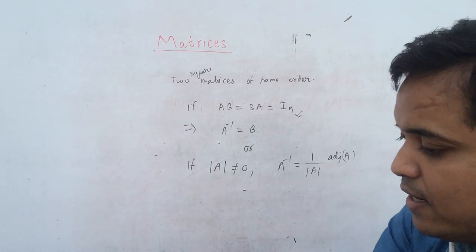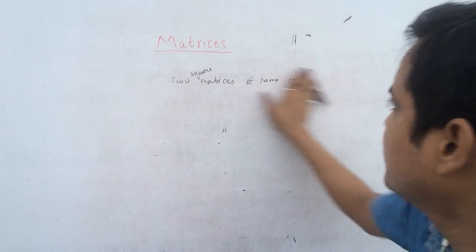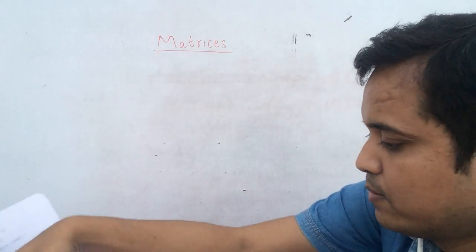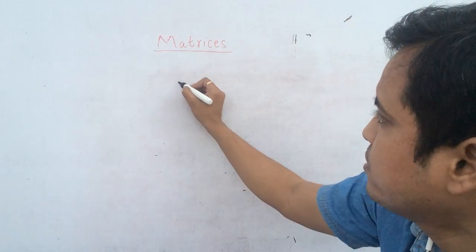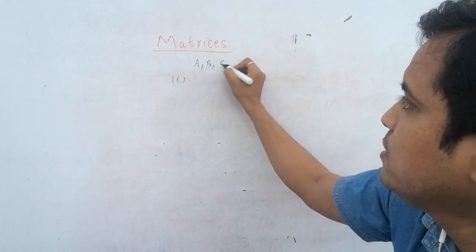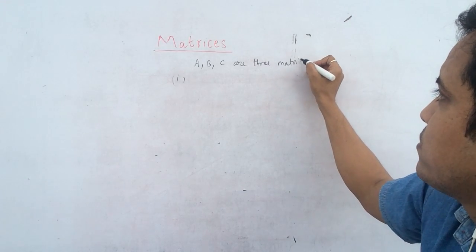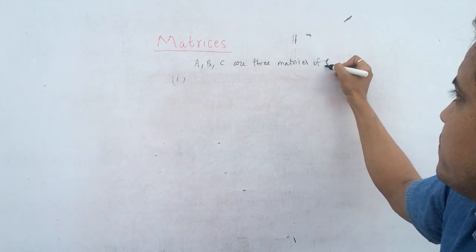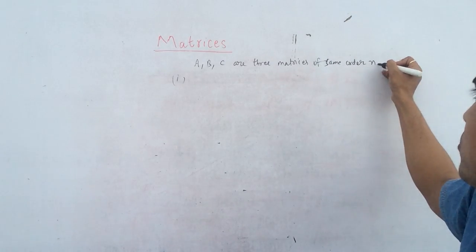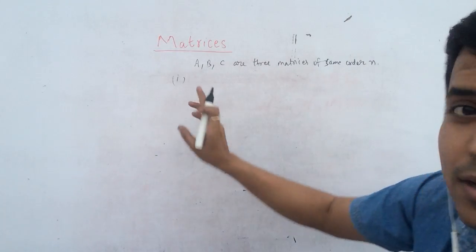Now there are also the properties of inverse. So here the properties are: first property, if A, B, C are three matrices of the same order, of order n suppose, and they are non-singular.